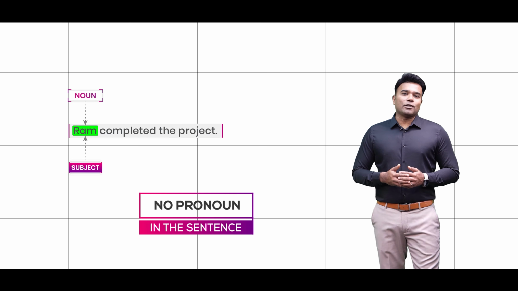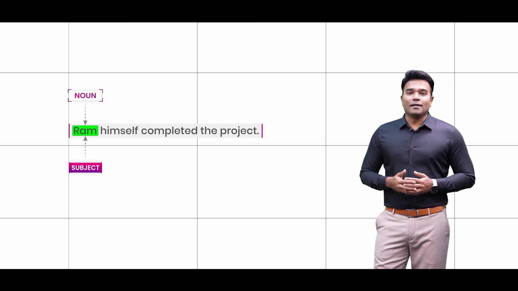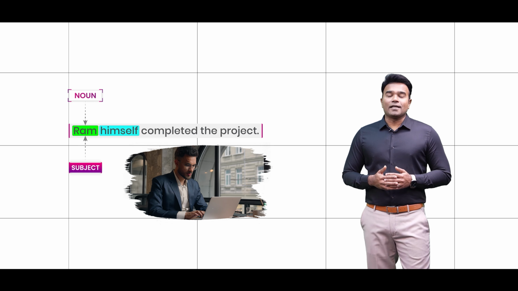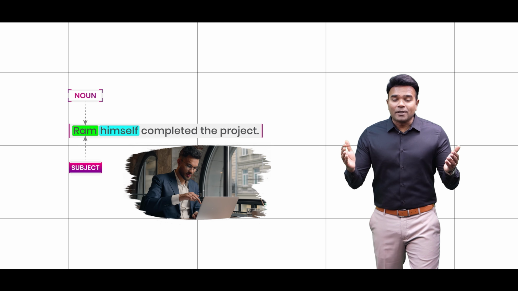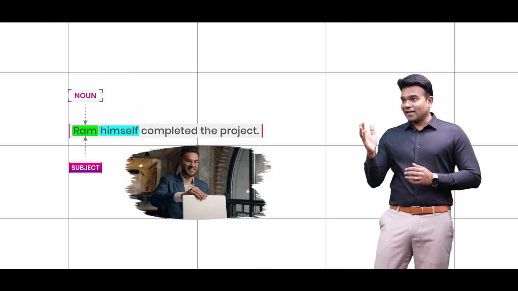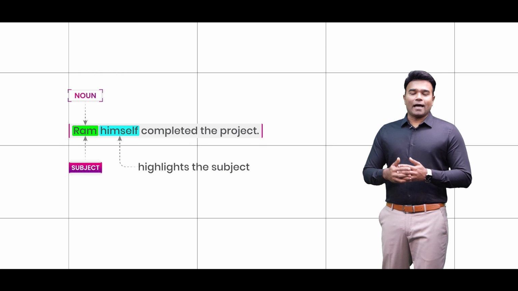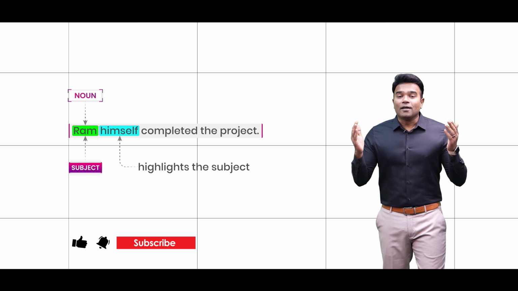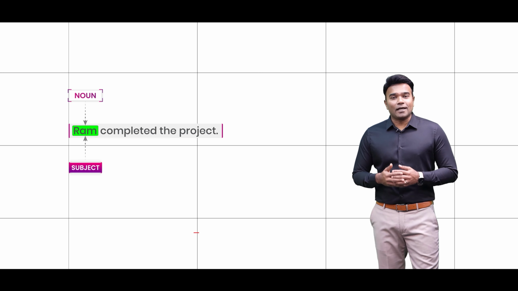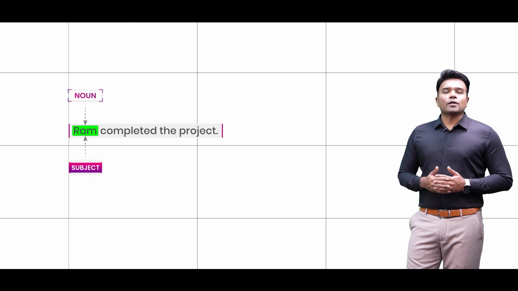But just in case I introduce this word himself into the sentence, then the sentence, Ram himself completed the project, is speaking about the immense effort that Ram has put in to complete the project. In fact, this word himself highlights the role of the subject in the action of completing the project, and without this word himself, we don't get an emphasis as to what really is the role played by Ram in the completion of the project.